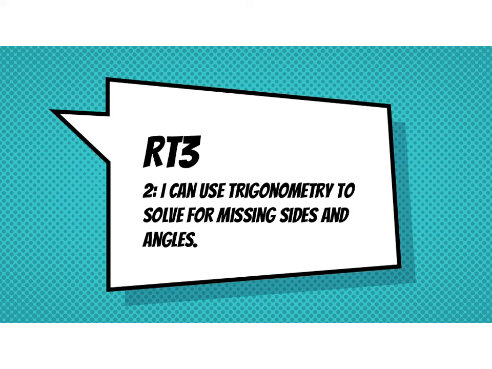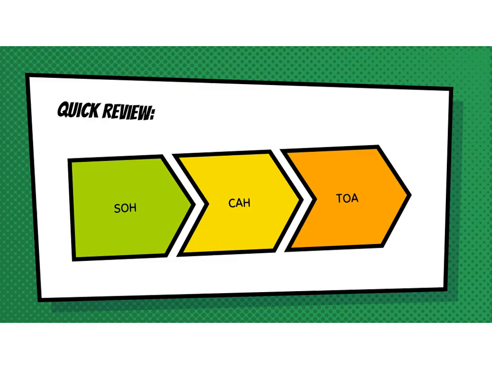Welcome to RT3 Lesson 2, Part 2. In this lesson, you're going to use trigonometry to solve for missing sides and angles, and we're going to use trigonometry to help us then find areas.